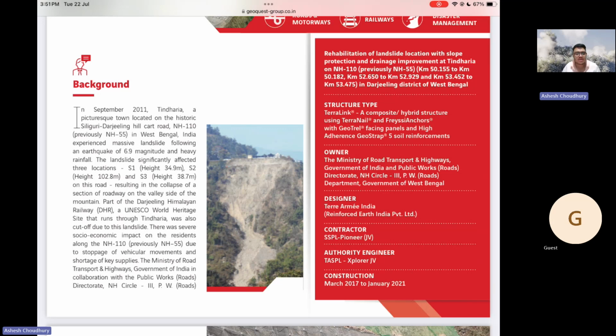So they have a proprietary system called TerraLink. They use TerraLink, a composite hybrid structure, using soil nailing, anchors, facing panels, and all those things. The project was by the Ministry of Road Transport and Highways, Government of India, and also the PWD Roads Department, Government of West Bengal.